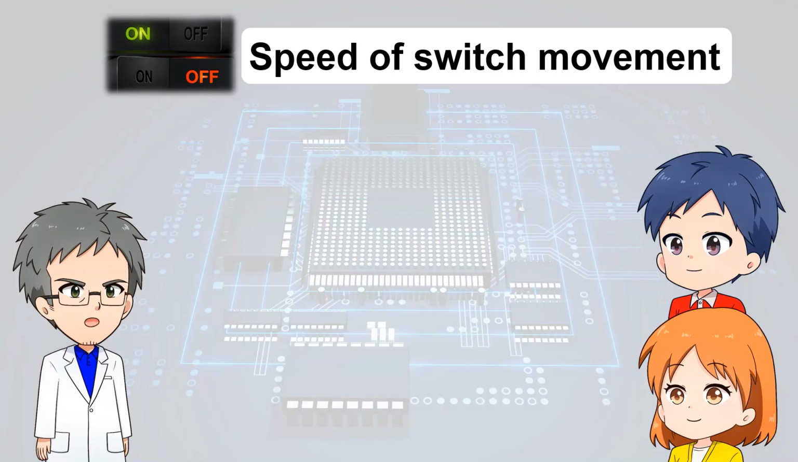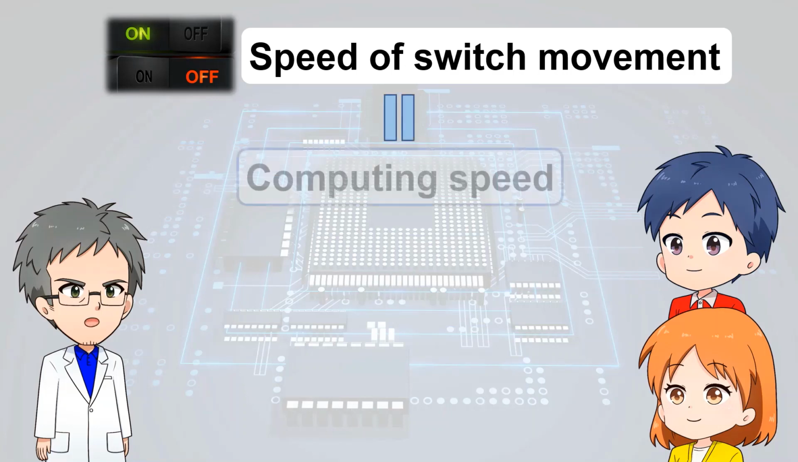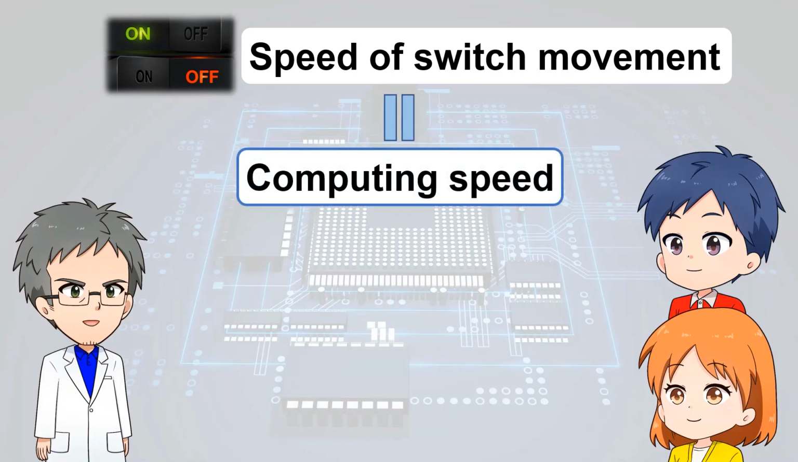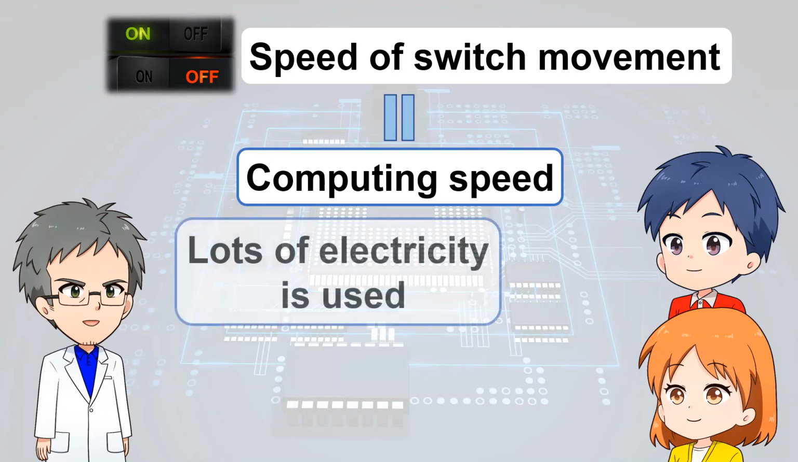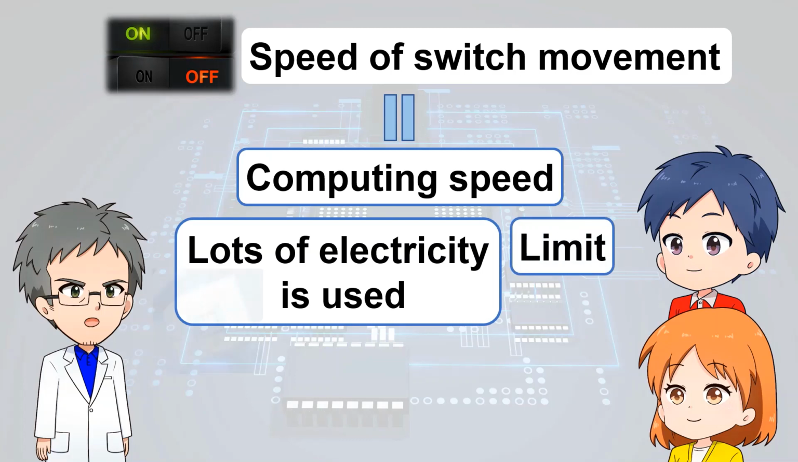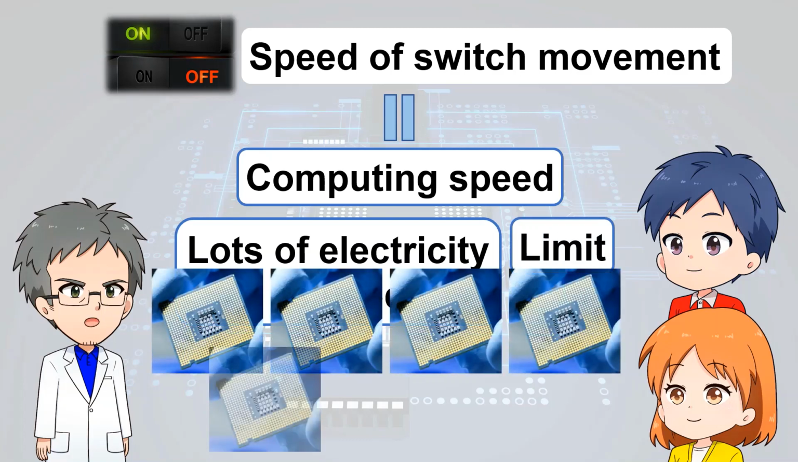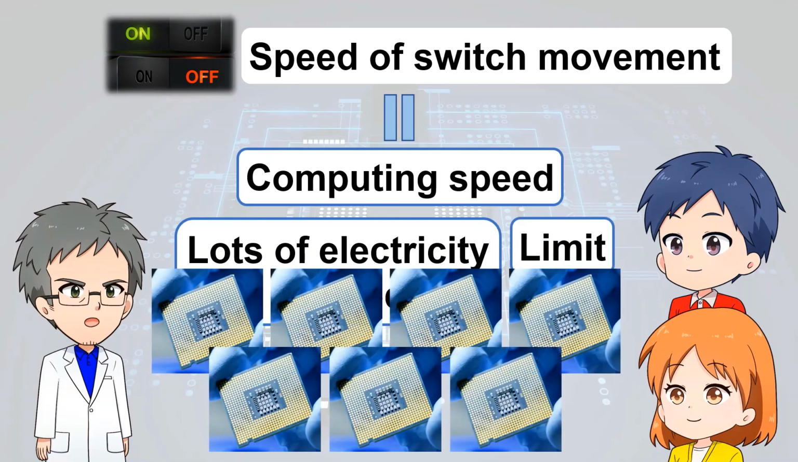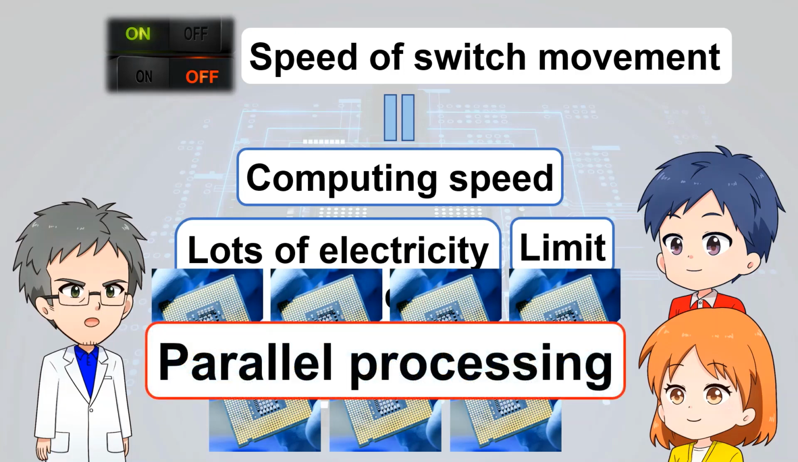The number of switches and the speed of turning on and off increases the calculation speed, so they are getting more and faster and faster. More electricity is used when the speed increases, so they can't make them any faster. They have reached their limit. Instead, a method to connect many CPUs and move them simultaneously to increase the calculation speed has been created. This is called parallel processing. Thousands and tens of thousands of CPUs were connected to create a computer with a fast calculating speed.